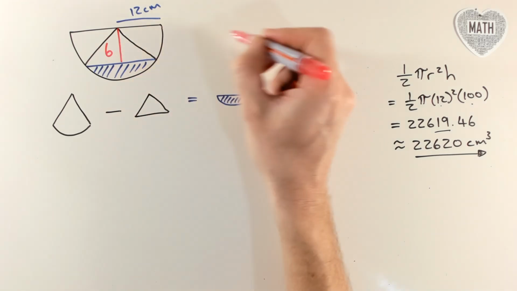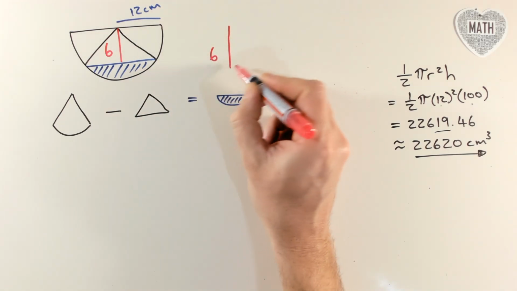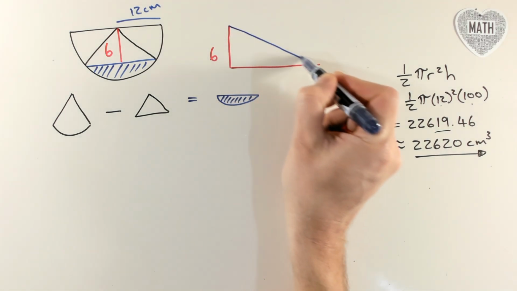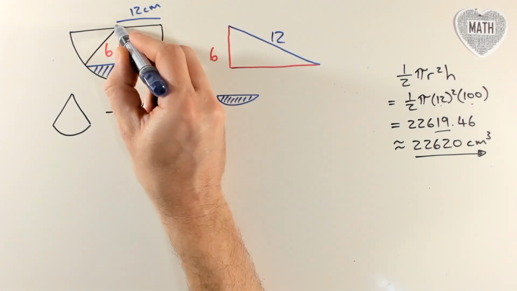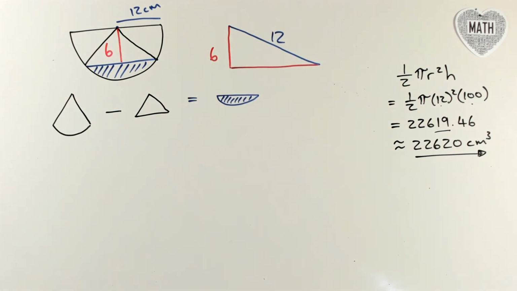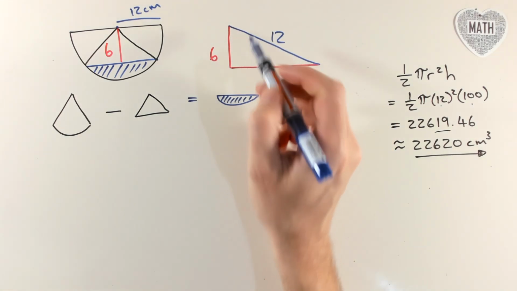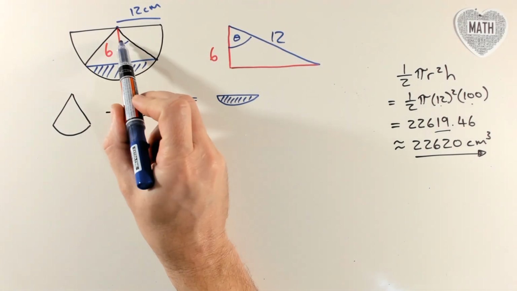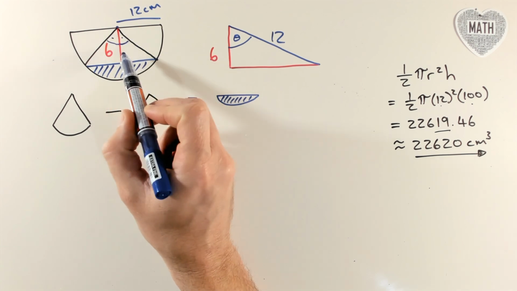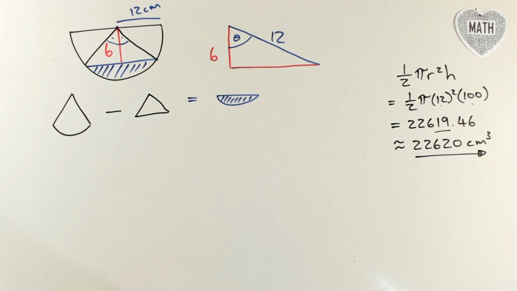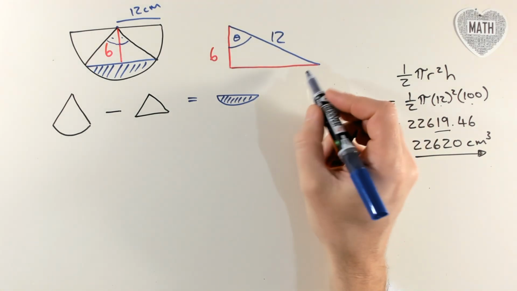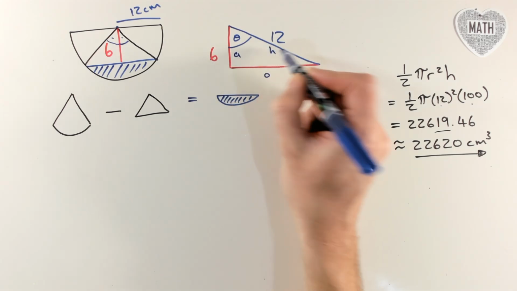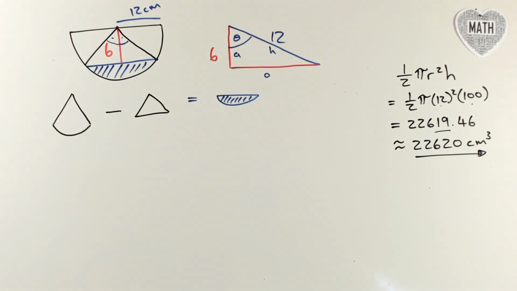So I'm going to redraw this triangle here. So that's my length of 6, and that length, I'm not really sure what that is yet. And then this is the radius of the circle because it's going from the center to the circumference. So that's going to be 12. And I want to work out this angle because if I have this angle, then I should be able to just double it because those two triangles will be the same. And then I should be able to work out the triangle.